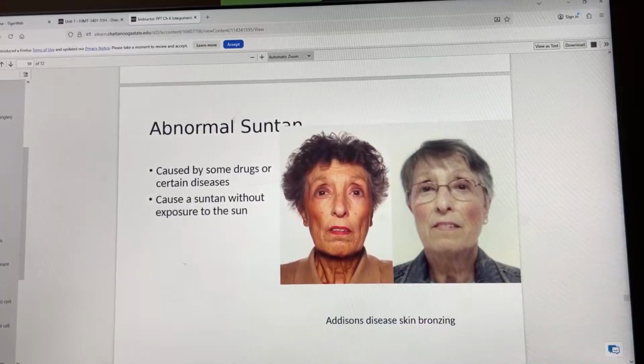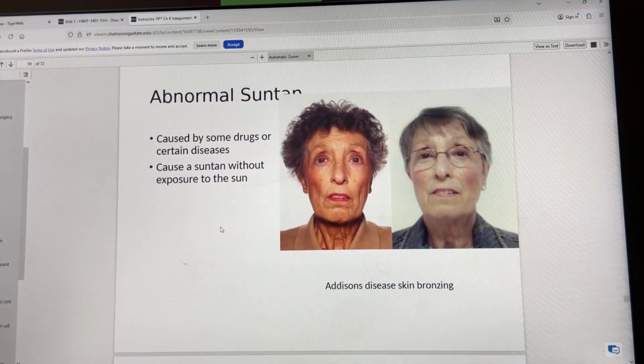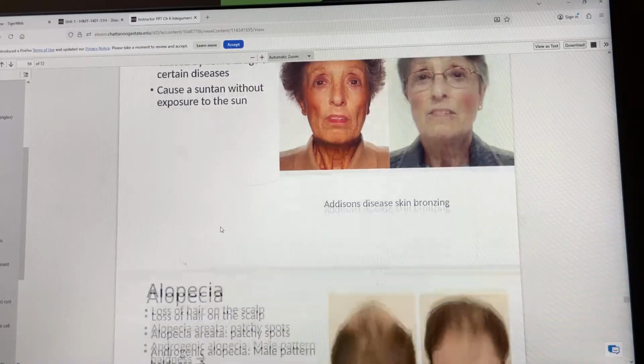All right, then we have an abnormal suntan. So this is actually where your skin starts getting tan, and it has nothing to do with sun exposure. So it's not like you're laying out in the sun getting tan. You're just getting tan for other reasons. Some drugs can cause this. Like you take certain medications, it makes you start getting tan, and it's kind of weird. There's also some diseases, which we'll learn about when we get to the endocrine system, which is the hormones and stuff. There's a disease called Addison's disease, which we haven't gotten to yet, but that can cause darkening and bronzing of the skin.